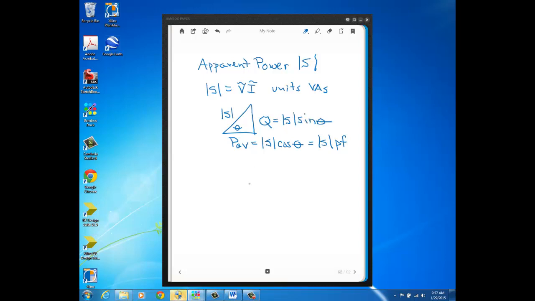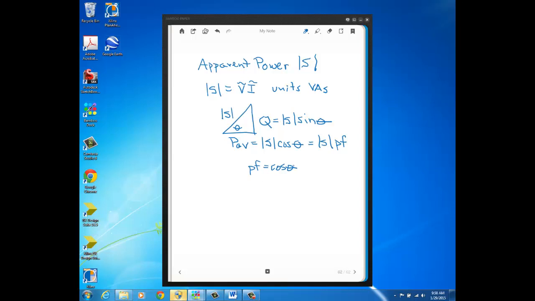And then likewise, Q from basic trig is just apparent power times sine of the angle. Alright, so there's a couple of other expressions that we often use in AC power problems. Well, that brings us to why we have this definition here that power factor equals cosine theta.